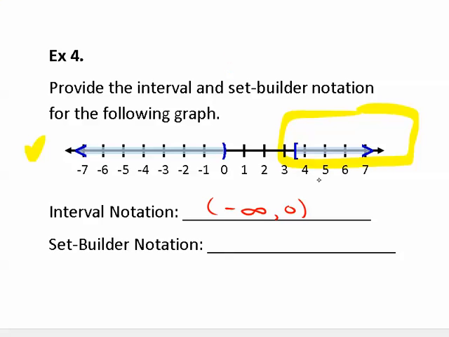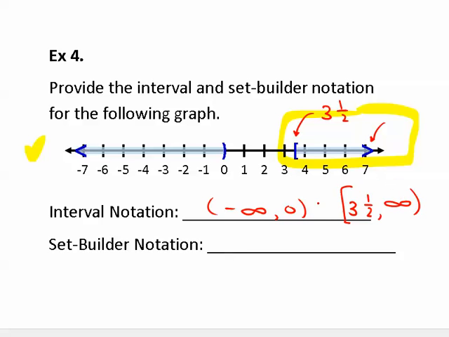So how do we do that? Well, where does it start? It appears that it's exactly between 3 and 1/2. So we're going to say it begins at 3 1/2, and the arrow indicates that it goes forever to the right. That would be infinity. So now we have to include the symbols. It is inclusive because it's a bracket. It includes 3 and 1/2. It goes to the right forever, so that's going to be a parenthesis.